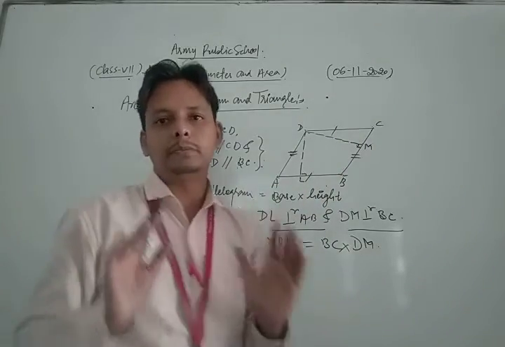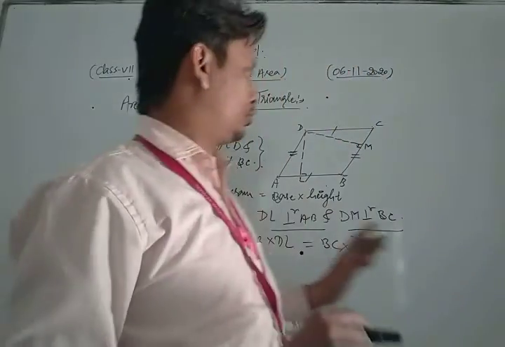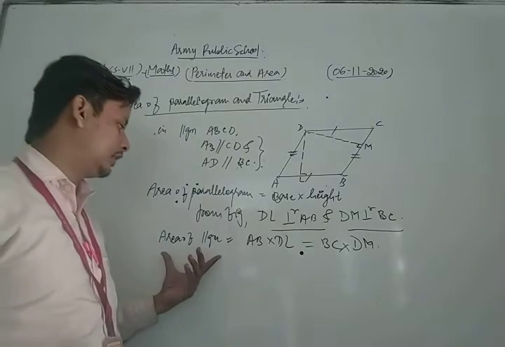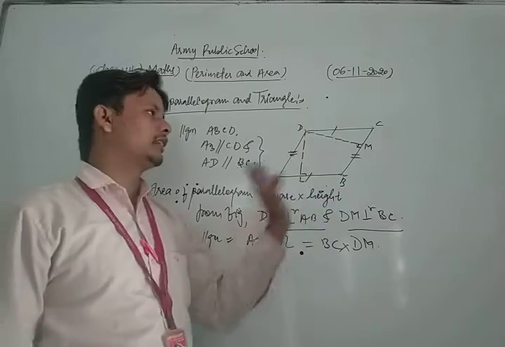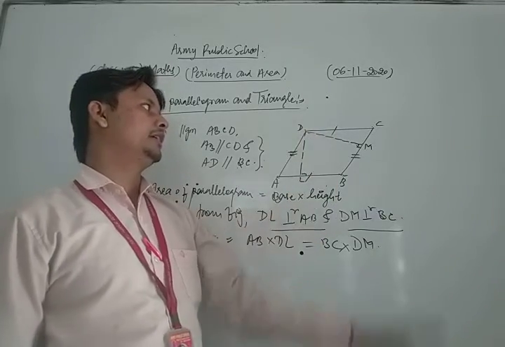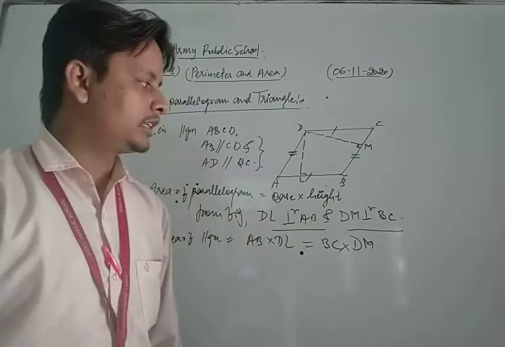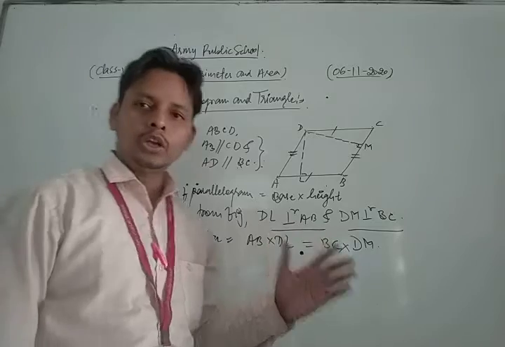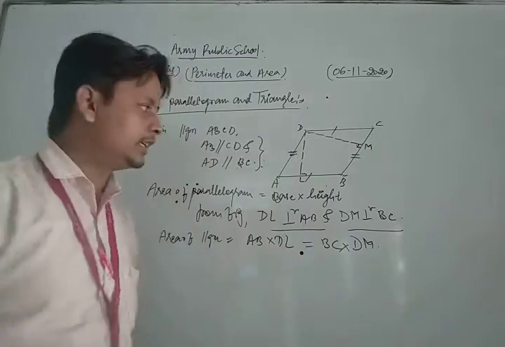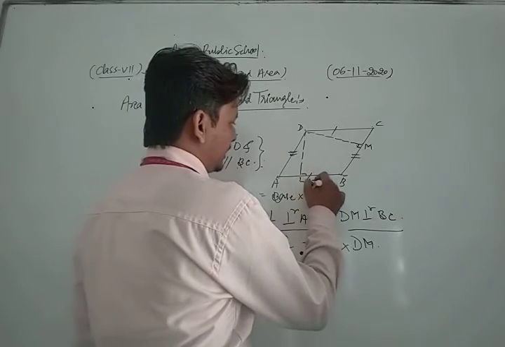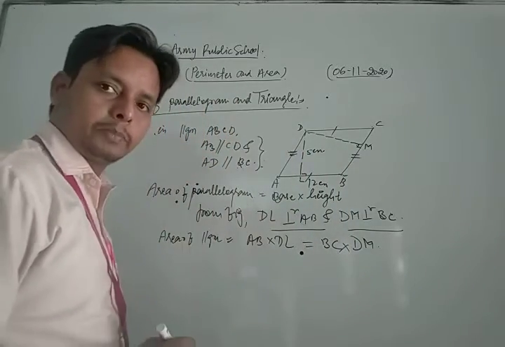So this is one of the most important concepts related to parallelograms. In this way, the formula for the area of a parallelogram is base into height. If we take base AB, then the corresponding height is DL. If we take the base BC, then the corresponding height will be DM. Thus, dear students, you apply that formula in each and every question of your NCERT exercise. Suppose that the base AB is 12 cm and the corresponding height is 5 cm.